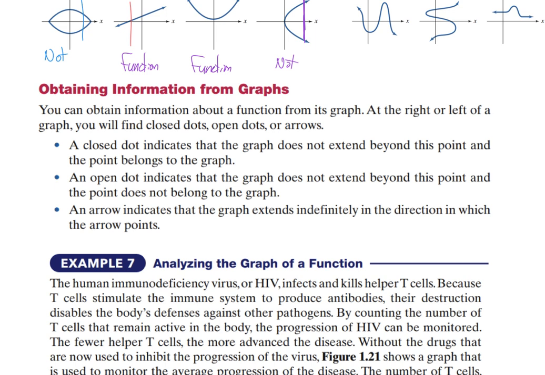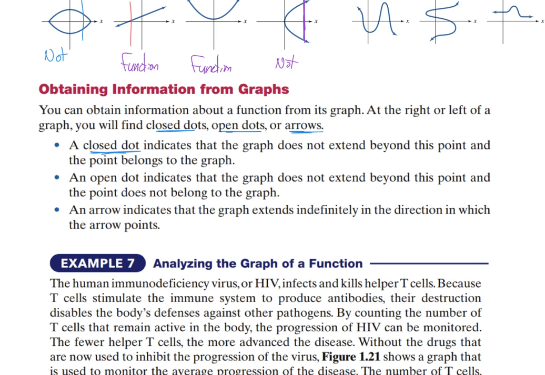Now, graphs are a way to visually represent information, whether that's a bar chart or a scatter plot. But functions, it's no different. So we need to make sure we understand all the information that's being conveyed. And that's the bulk of what this portion of the unit is about. So we could have closed dots, open dots, or arrows. So this is just a review.